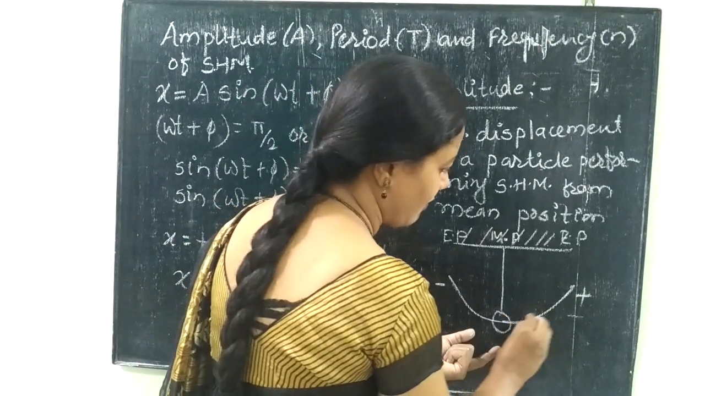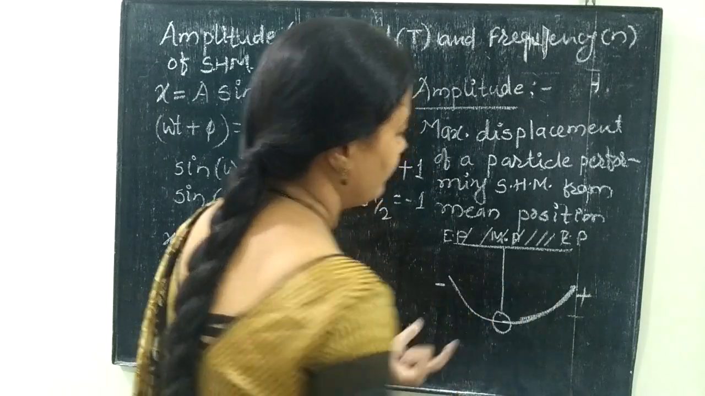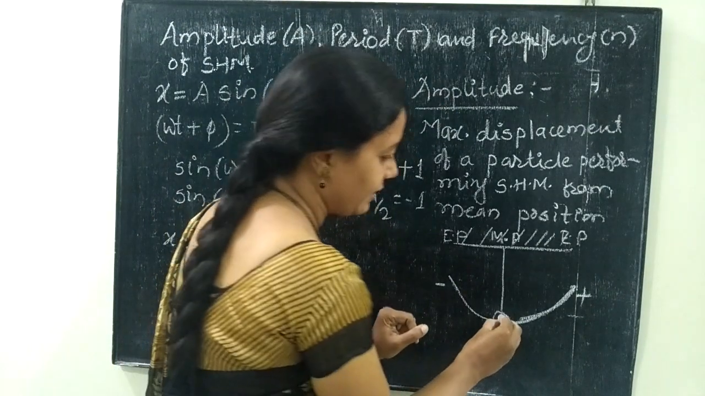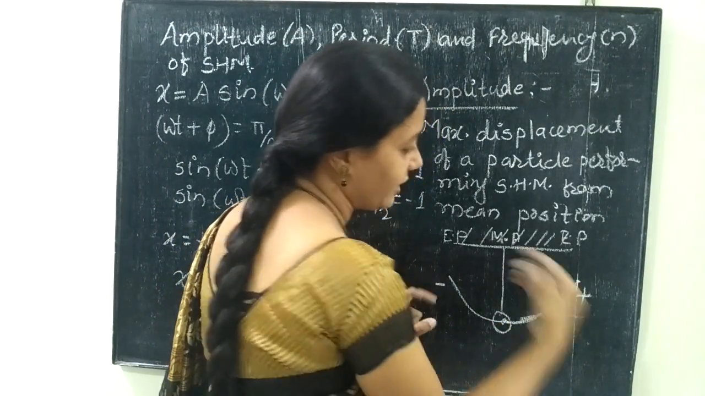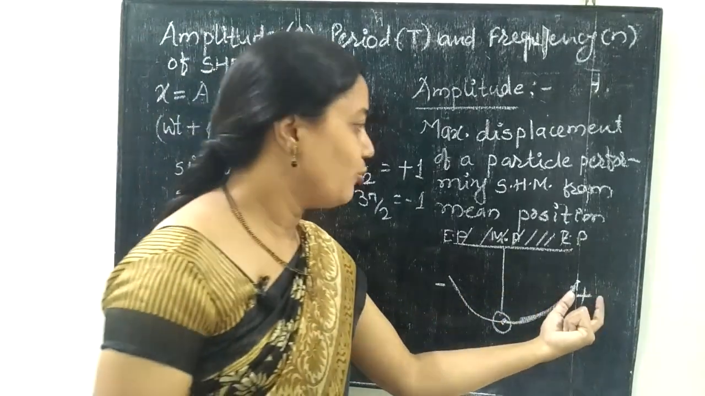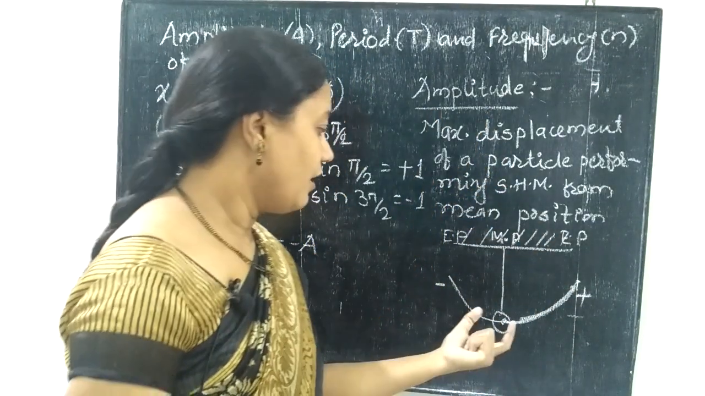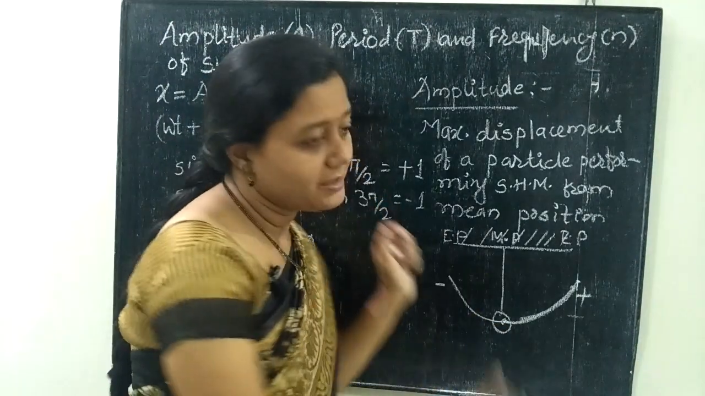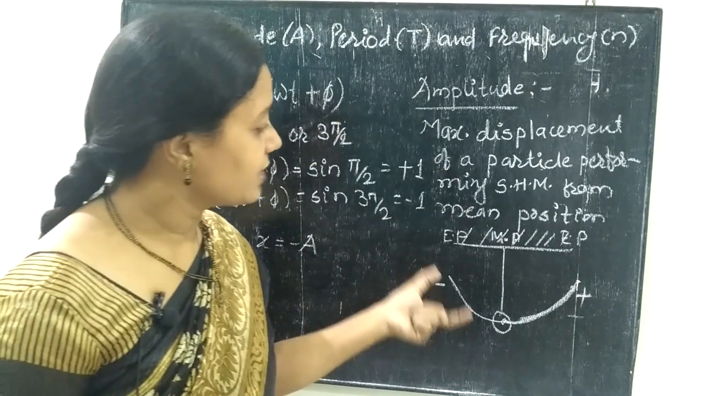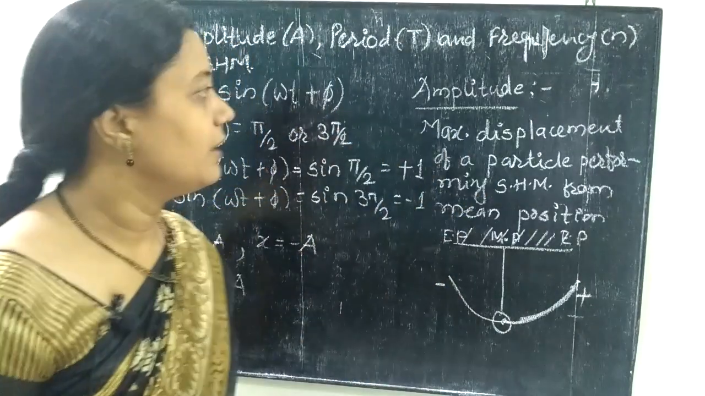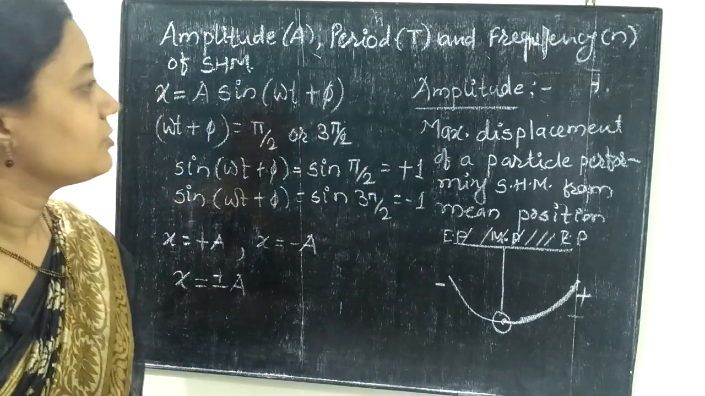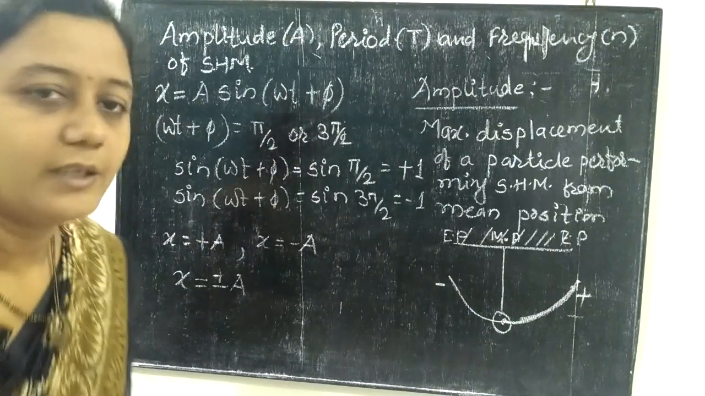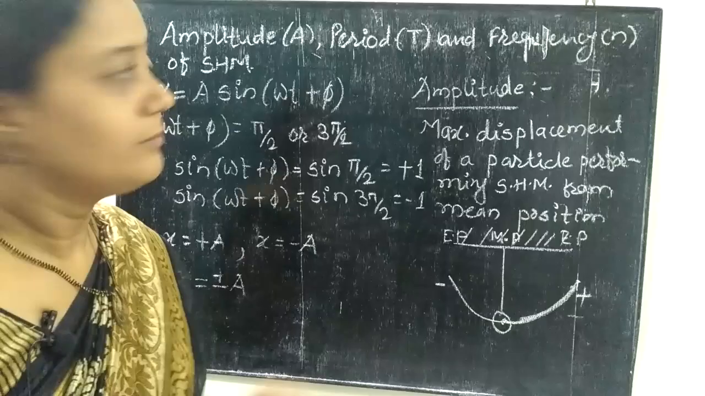So the maximum distance traveled from this mean position is called the amplitude. Suppose the particle goes from the mean position toward the extreme; whatever maximum distance is traveled in the positive direction is also called the amplitude. Or if the bob goes toward the negative extreme position, whatever distance it travels in the negative direction is also called the maximum displacement, or the maximum amplitude. Okay, thank you. Now we will see the period in the next week.